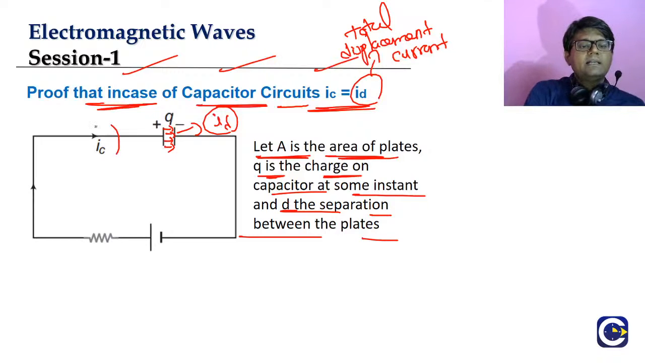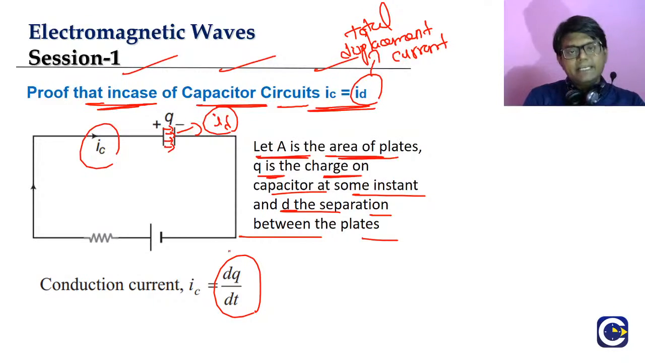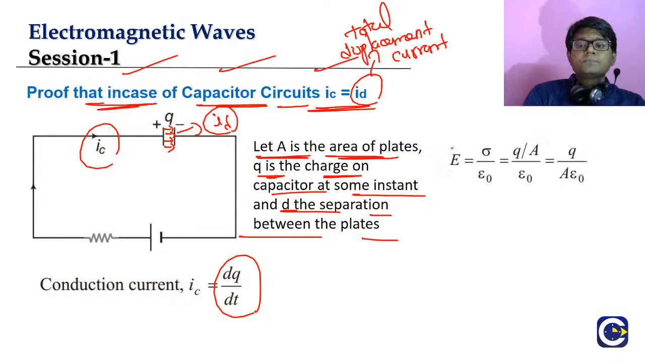And what is the current in that circuit? This is conduction current, IC. Since charge is changing, what is that IC value going to be? IC will be equal to dq by dt. Now what is the electric field through a region? Through the region means we are looking at the region between the two plates. Electric field will be equal to sigma by epsilon naught, which is Q by A into epsilon naught. This is the electric field.